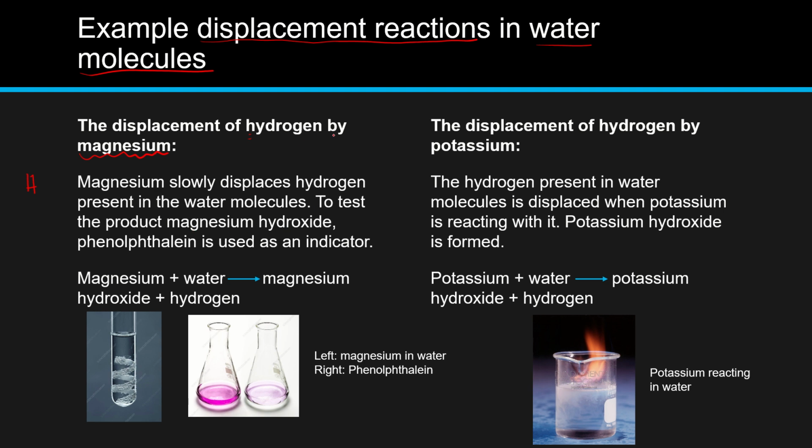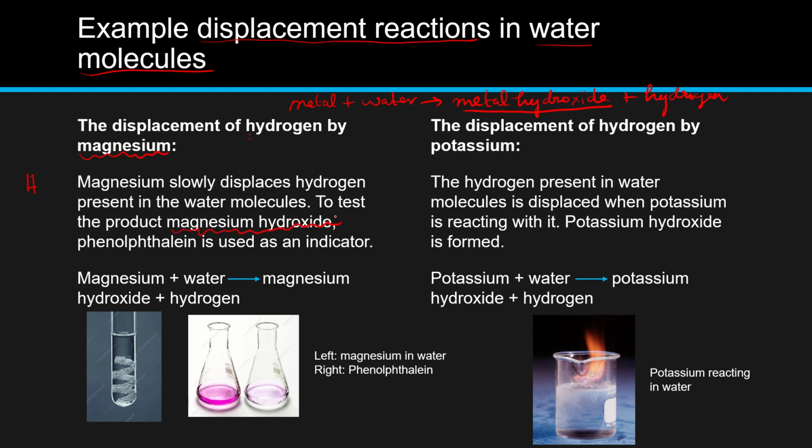From last year, if you can remember the equation: metal plus water gives metal hydroxide plus hydrogen. So the metal hydroxide in here is magnesium hydroxide.